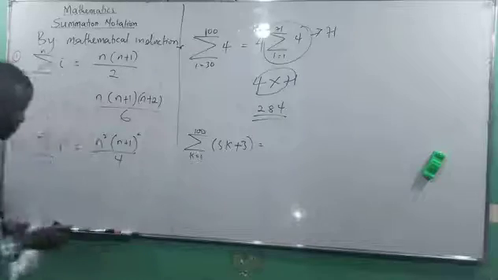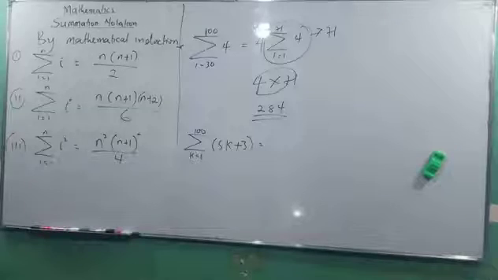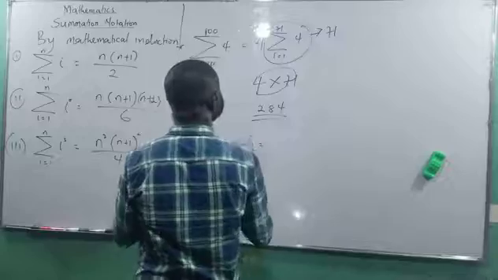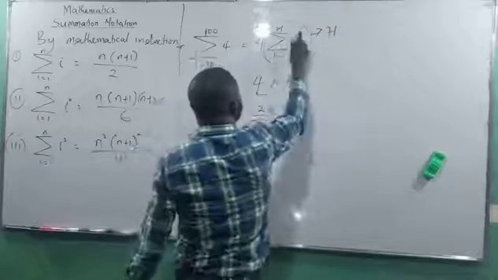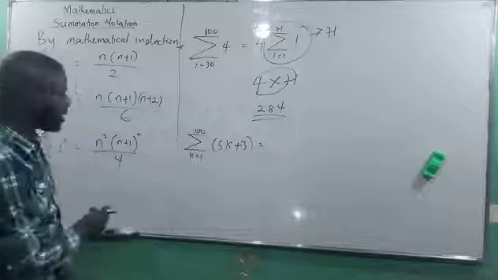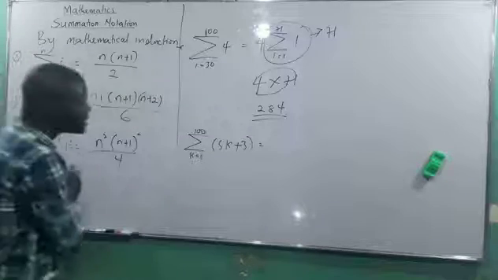Oh, sorry. My mind was on you. Sorry, I made a mistake. This is supposed to be 1. Thank you so much. Now, at this junction, I will apply the property I mentioned earlier.